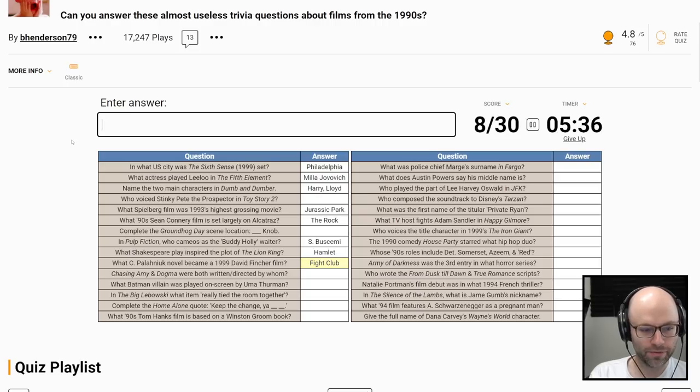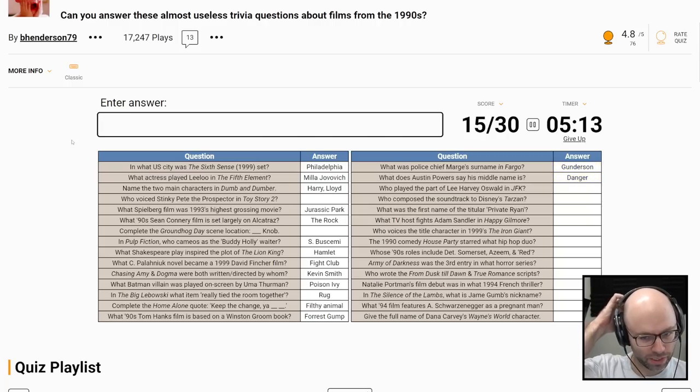What Chuck Palahniuk novel became a Fincher film? Fight Club. Kevin Smith wrote Chasing Amy. Uma Thurman played Poison Ivy. A rug tied the room together in The Big Lebowski. Keep the change, you filthy animal. What 90s Tom Hanks film is based on a Winston Groom book? Forrest Gump. What was Marge's surname in Fargo? Gunderson.